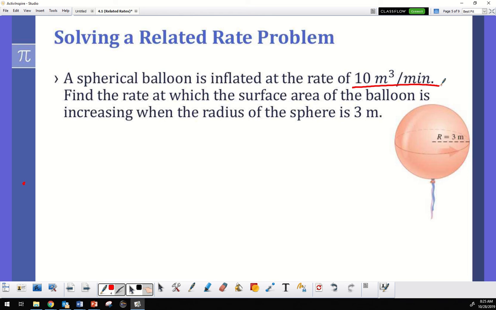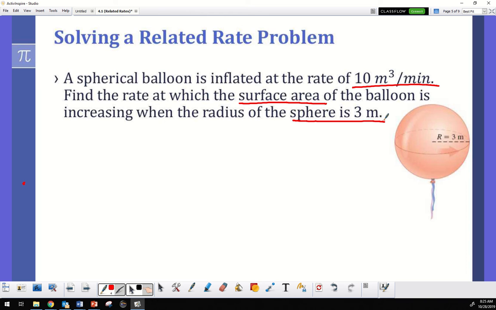Find the rate at which the surface area of the balloon, what does surface area mean? No, not circumference. Is it an area? Surface area, it's an area, isn't it? So now we're dealing with area and volume. That's important. Of the balloon is increasing. So the area of the balloon is increasing when the radius of the sphere is 3.